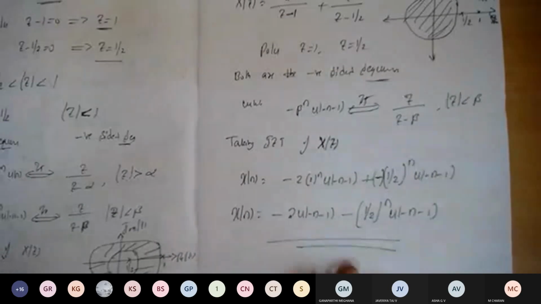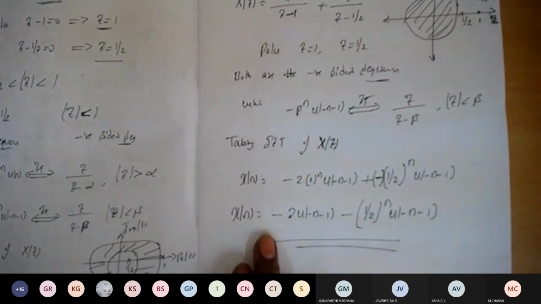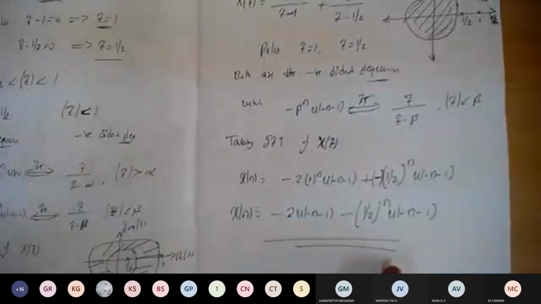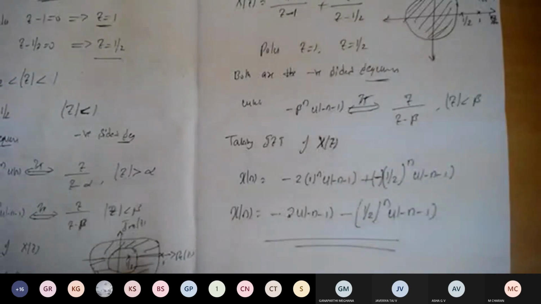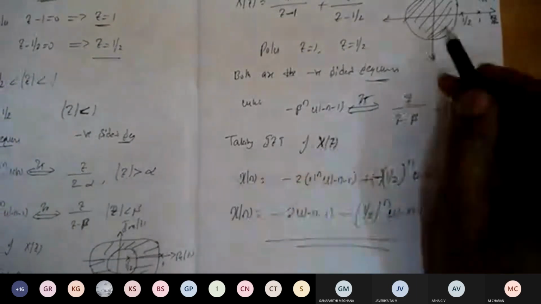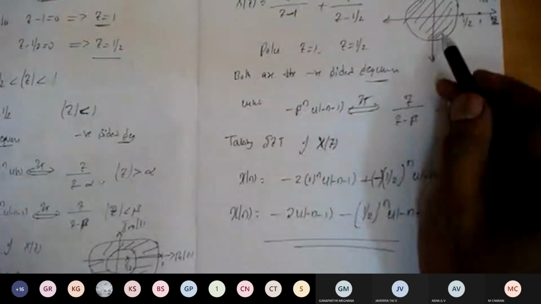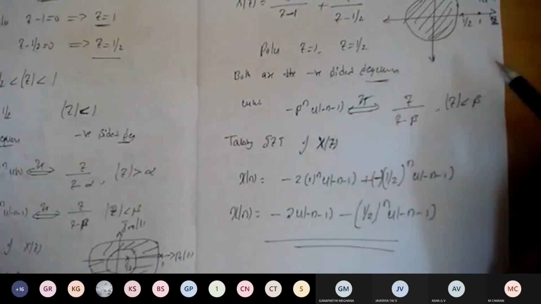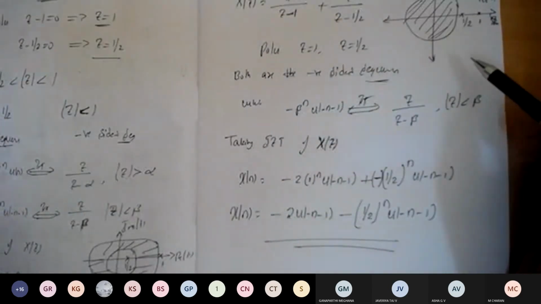Based on the ROCs, we can have the different time domain sequences. If the ROC lies outside the circle, it's a positive-sided sequence. If it lies between the two concentric circles, it's a double-sided sequence. If it lies inside the circle, it is a negative-sided sequence.